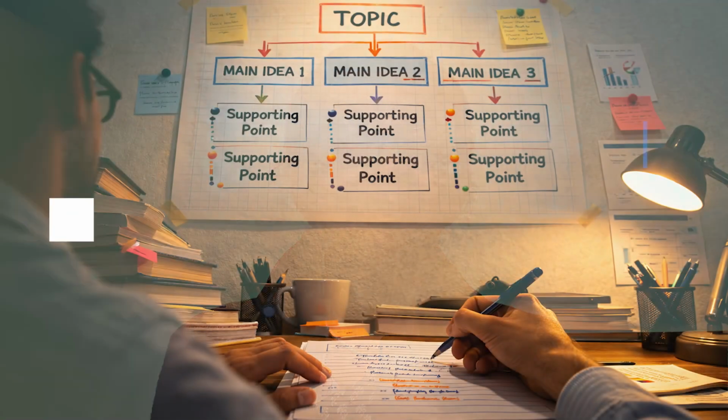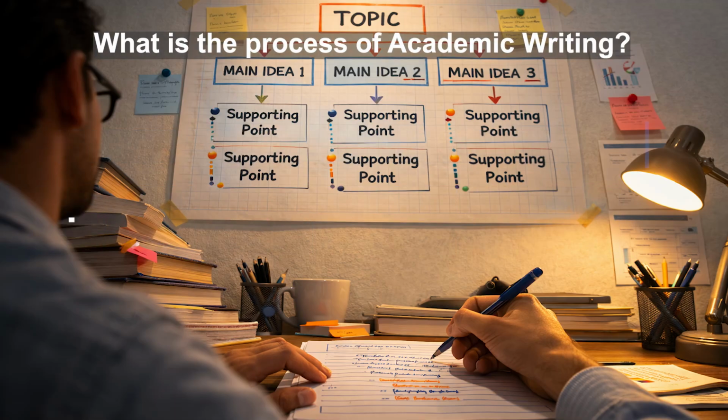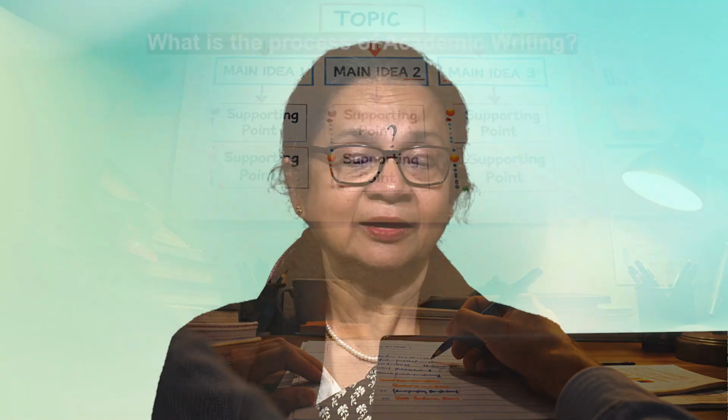Sources can be primary sources, documents which are first-hand information, or secondary sources, writings and research which interpret from first-hand information. Step 3, planning and outlining. The next step is to plan out your writing and create a basic outline or structure of your writing. Start with the main points of your writing assignment to create the basic structure and then detail out each part in a step-by-step hierarchical manner to create an organized write-up. This is called an outline and helps guide your writing as it develops.